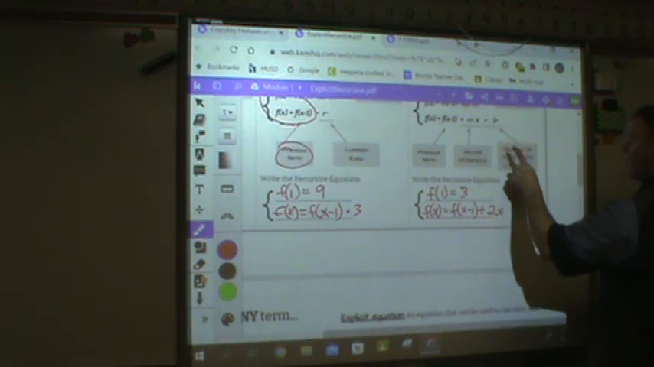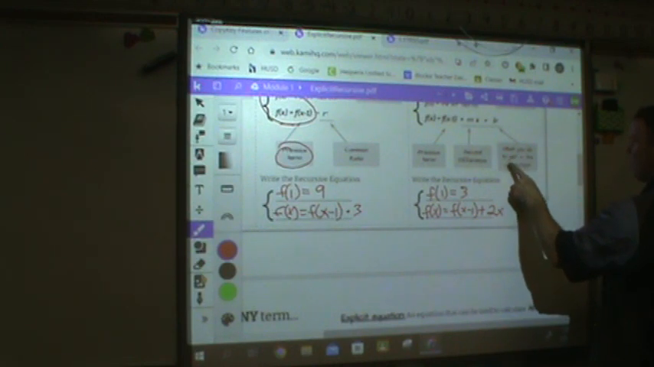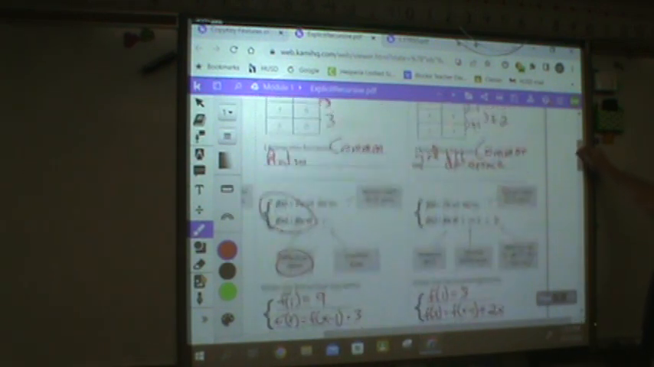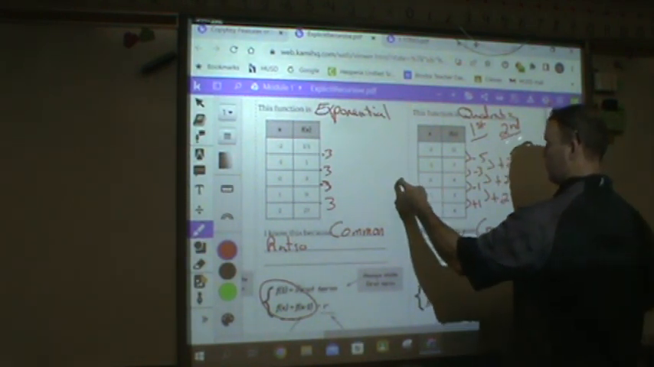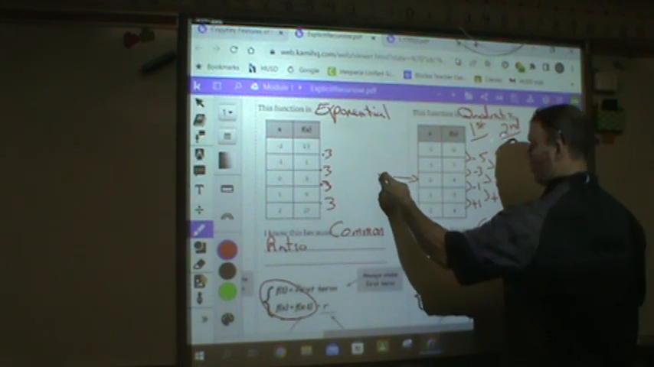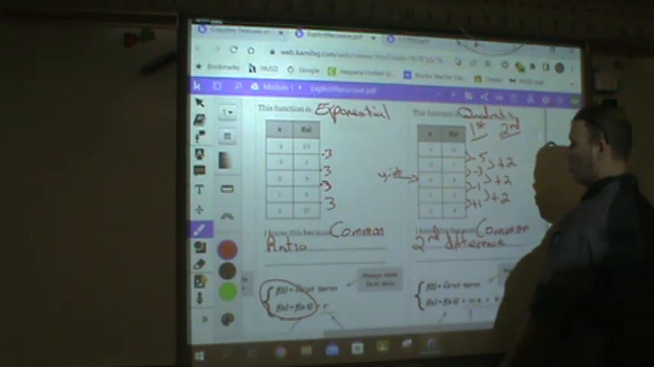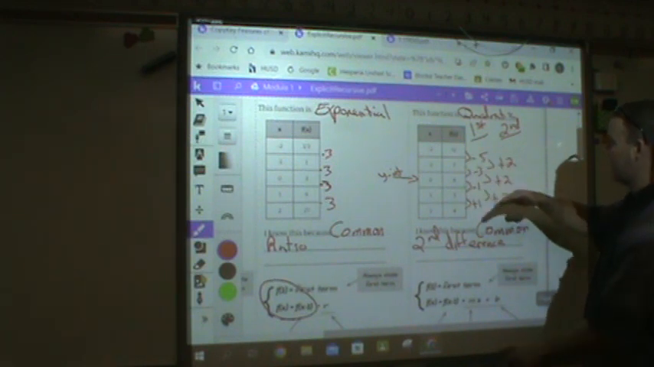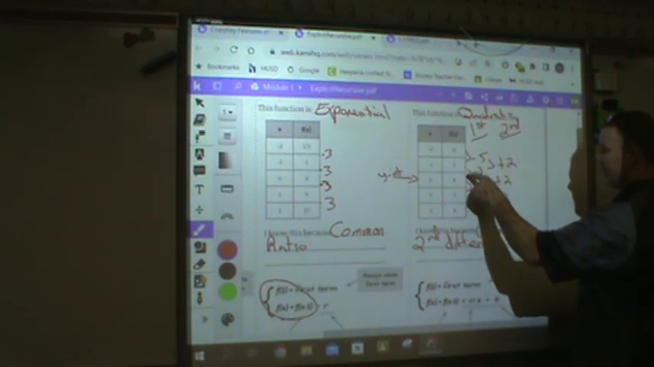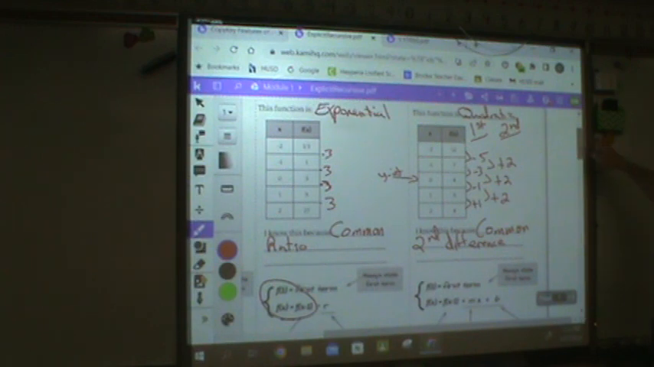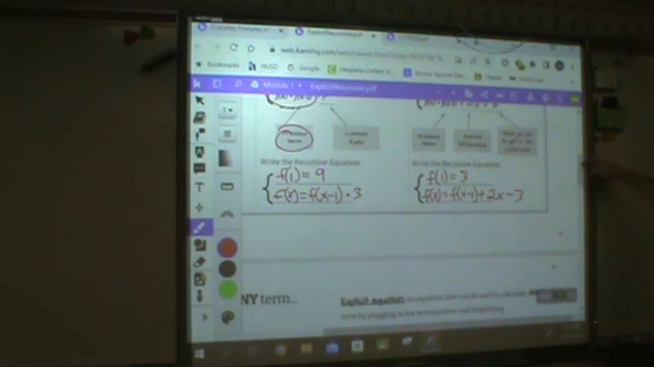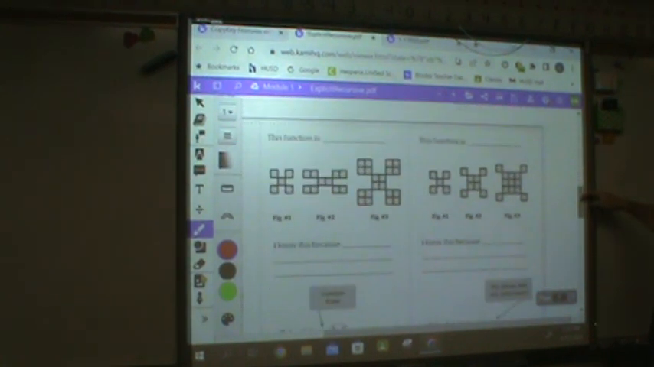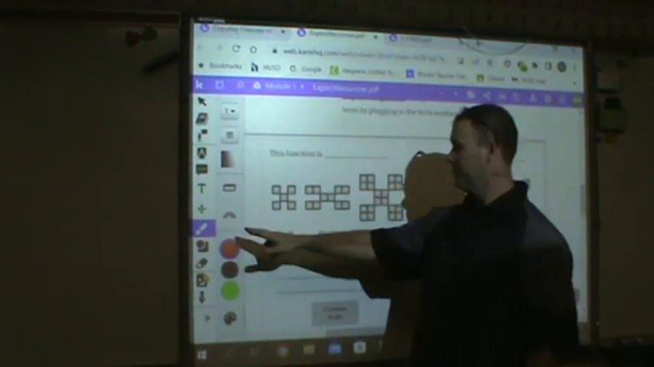x plus what you do to get back to the y-intercept. Well, what's the y-intercept? The y-intercept is where x is 0. So right here is my y-intercept. What did I do to get back to that? I subtracted 3. So minus 3. There's your recursive equation. Now we're going to talk explicits here.